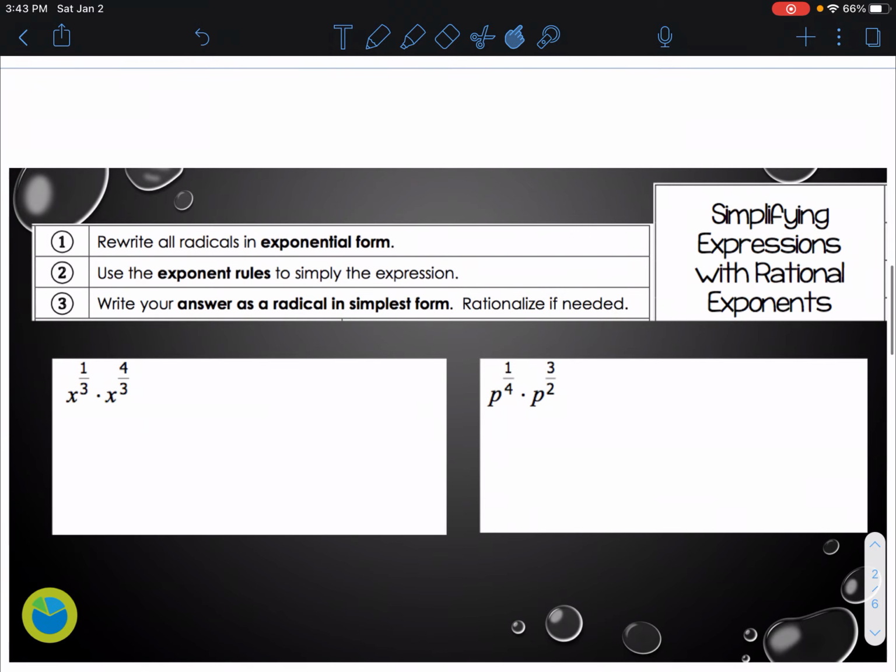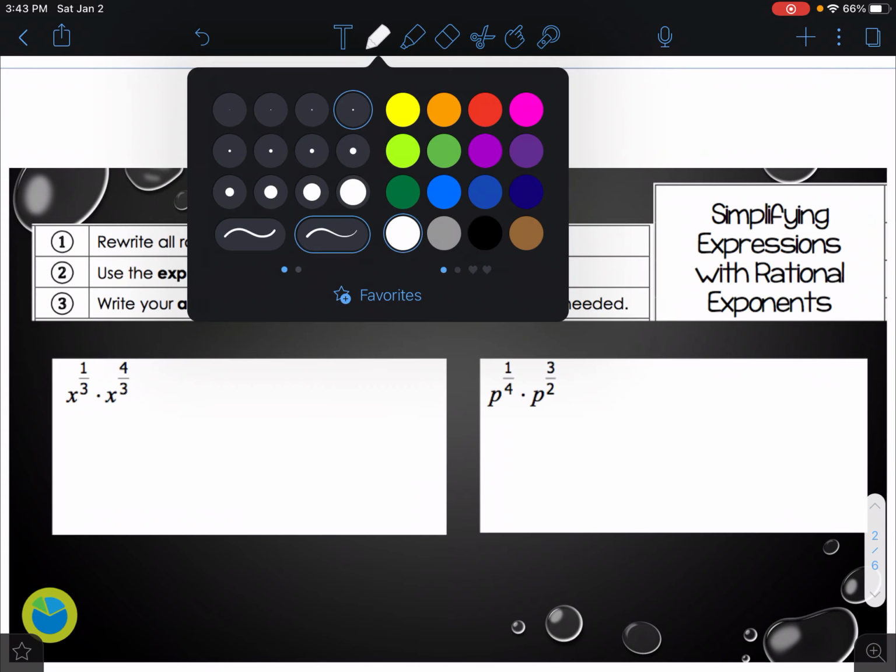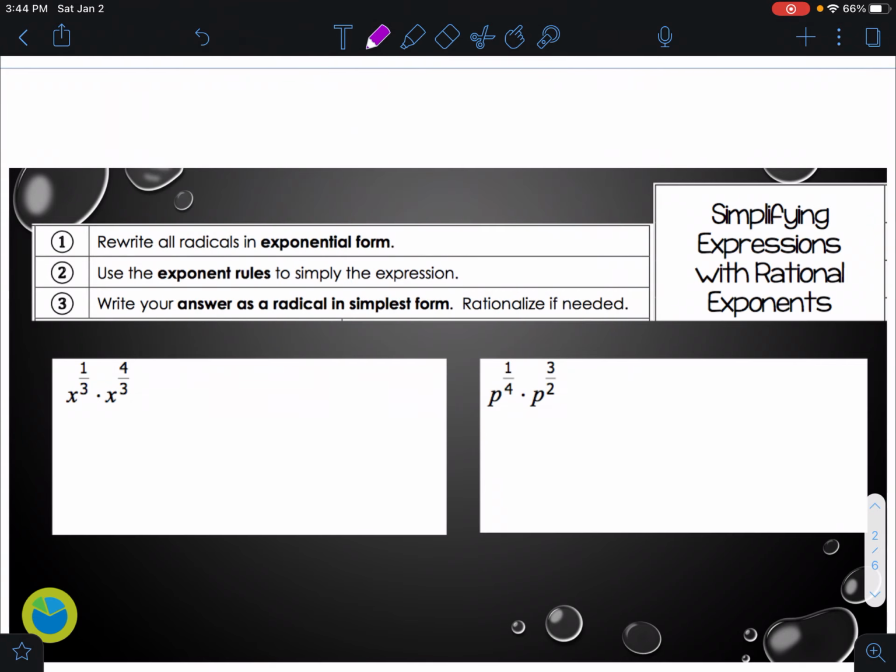Okay, so now how does this work? Simplifying expressions with rational exponents. The first thing you want to do is rewrite all radicals in exponential form. Now the first couple of slides, you're not going to see any radicals yet. So a lot of times this might not be a necessary step, but if you see radicals, put them in exponential form first.